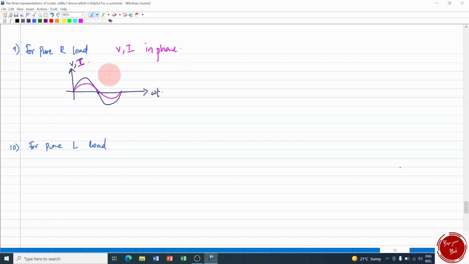When we move on to the phasor representation, if voltage is this way, the current follows the same line. So it will overlap on this voltage phasor, but it will have a different magnitude. Since it has a different peak, I should have a different length of the vector for this current. So this indicates the phasor representation of pure R load.